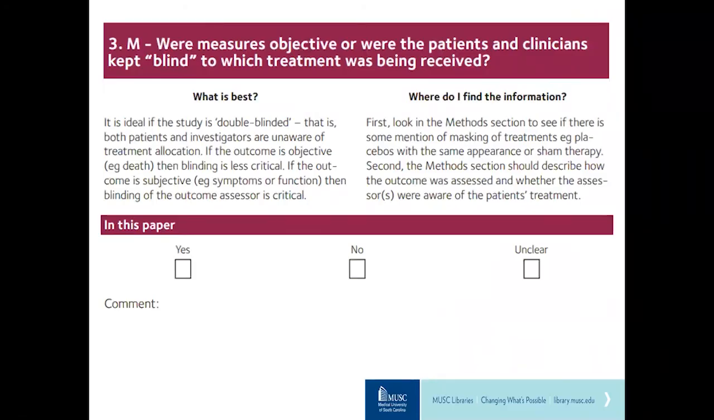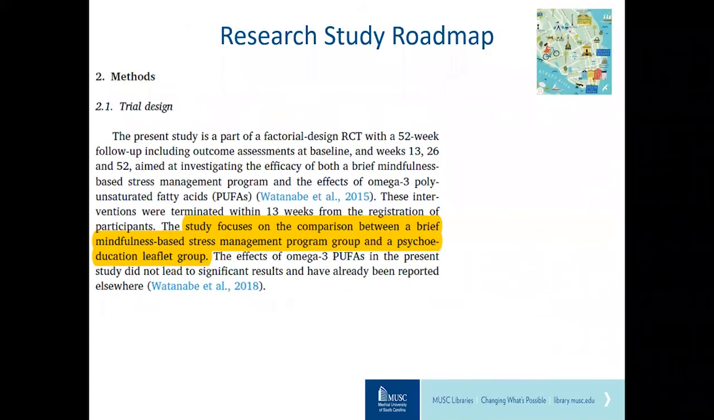So our next question from the appraisal tool is, were measures objective, or were the patients and clinicians kept blind from which treatment was received? So let's take a look. Again, we're back into our methods section. The trial design info in the methods section gives us clues about blinding. So we need to think about this here. If the interventions were mindfulness-based stress management programming and a psychoeducational leaflet, is there even any possibility of blinding people from their assignment group? The answer is no.